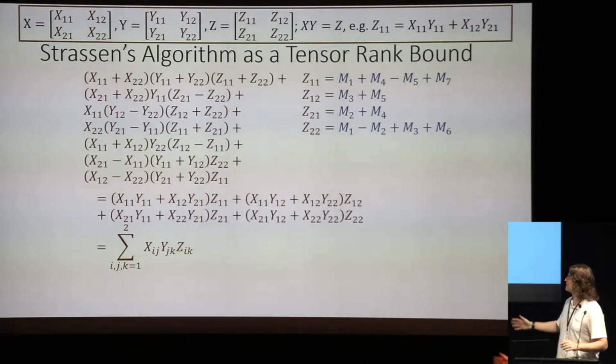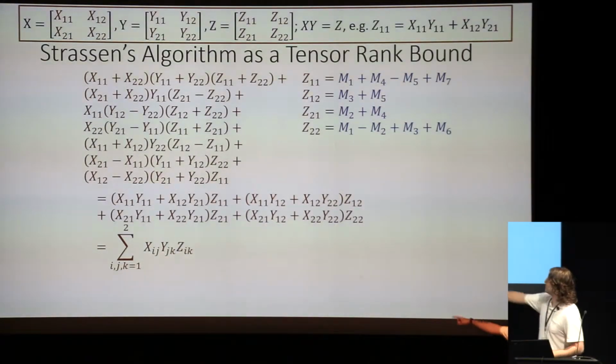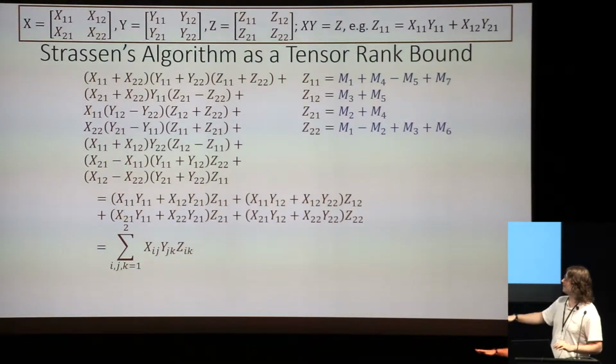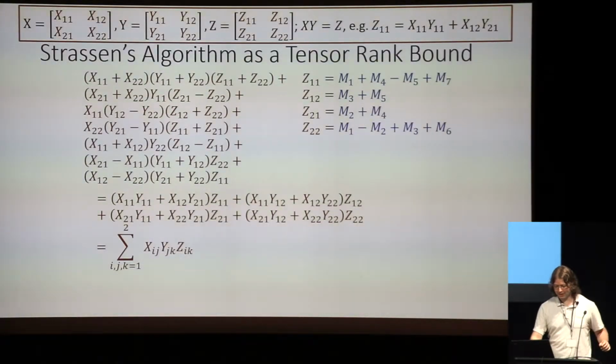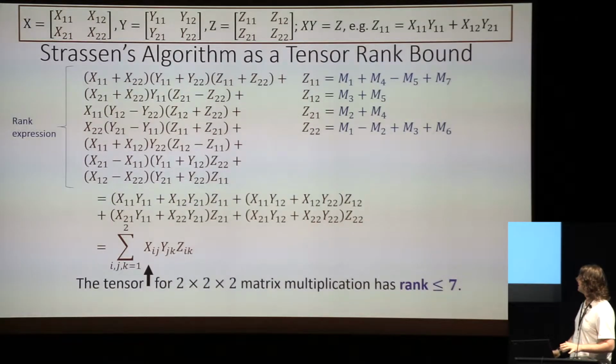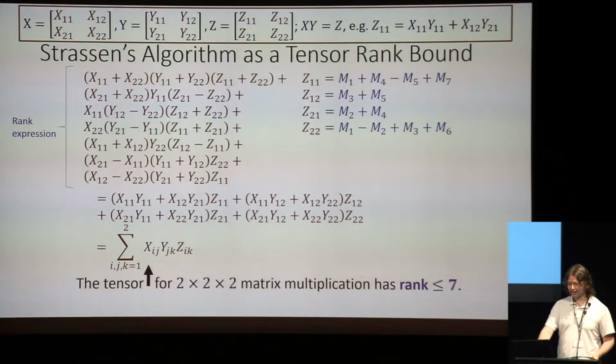And similarly, the coefficient of each z variable will be what it's supposed to be in terms of the x and y variables. And you can rewrite this in terms of this really nice symmetric looking tensor here, the sum of x_ij, y_jk, z_ik for i, j, and k from 1 to 2. So what we showed is that this tensor, which is called the 2 by 2 by 2 matrix multiplication tensor, has rank at most 7 because we wrote it as the sum of 7 rank 1 tensors, even though it has 8 terms, and a priori you might think it has rank 8.